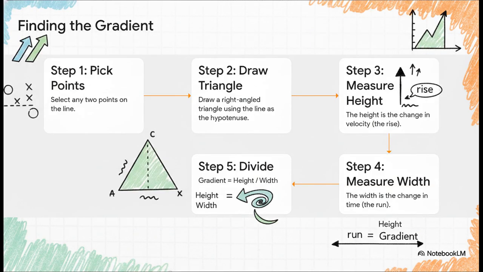And figuring out that gradient is super easy. You probably heard this in school. It's just rise over run. The rise is how much the line goes up, which is our change in velocity. And the run is how much it goes across, which is just the time that's passed.